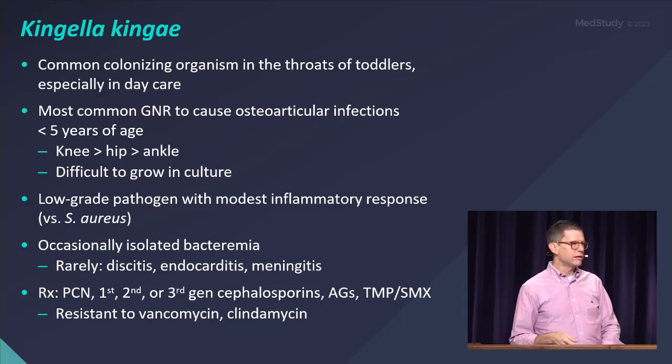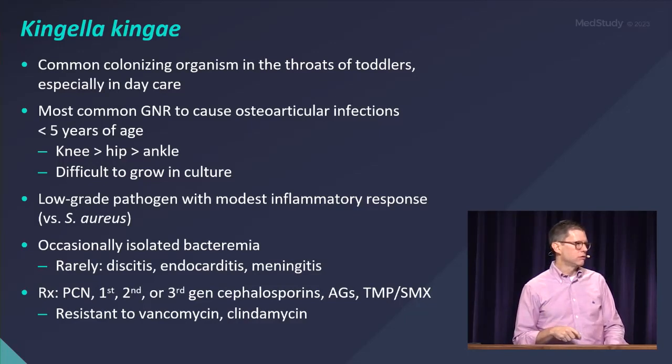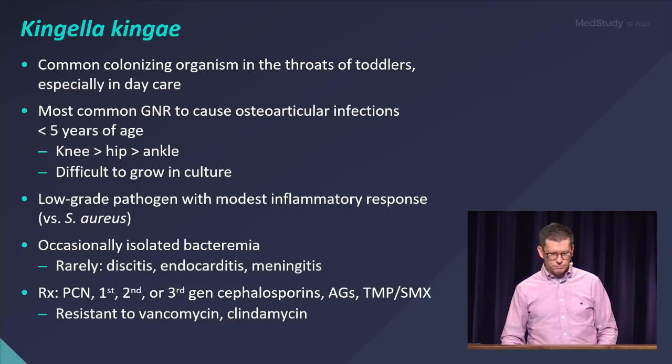It's resistant to vancomycin, right? Because vancomycin we'll sometimes use empirically for bone and joint infections, right? Because it has Staph aureus coverage and group A strep coverage. They have no gram-negative coverage, right? And Kingella is gram-negative, so you need to add some sort of gram-negative coverage.